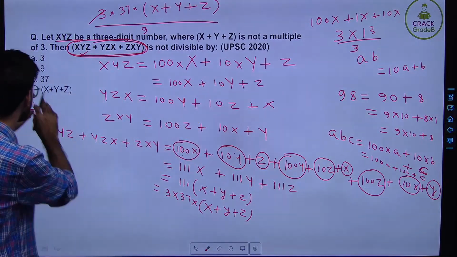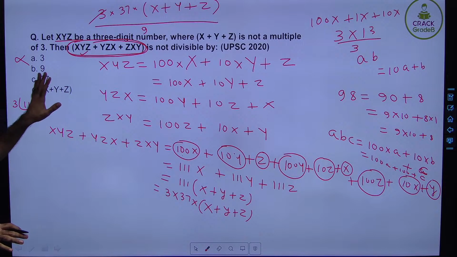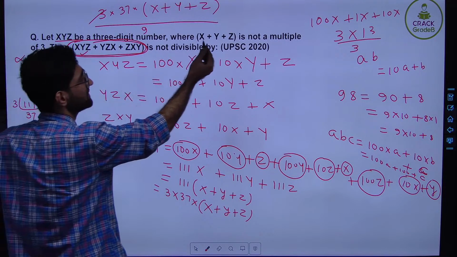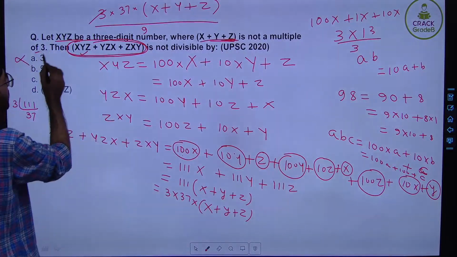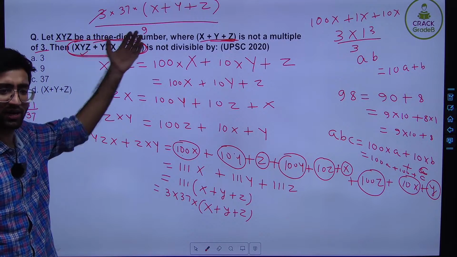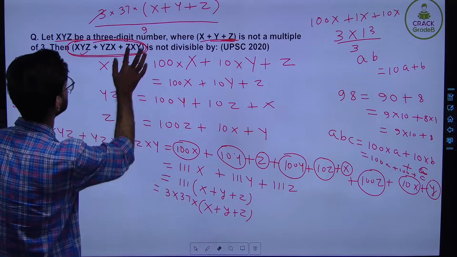Let us not do anything with option B. If you are not getting any idea, suppose you are not able to use this line, you can't say anything about 9. Okay, let us focus on option C.